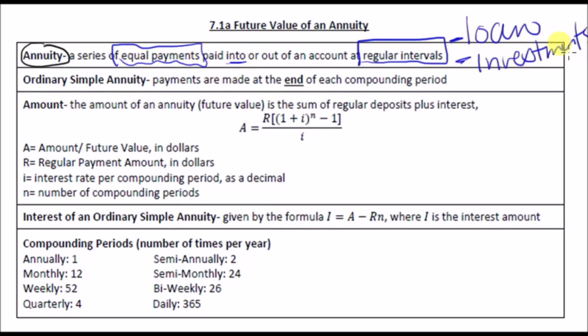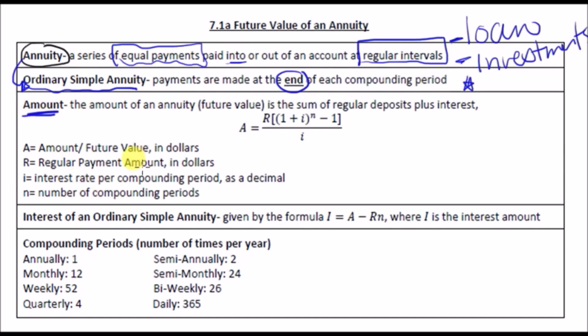If you think about a car loan, you could pay a car loan once a month. That would be the regular interval. An investment, you could pay into weekly, once a week, or once a month, or once a year. Again, regular interval. When we talk about an ordinary simple annuity, this is just a specific kind of annuity where payments are made at the end of each compounding period. That's usually what we're talking about for the scope of this course.